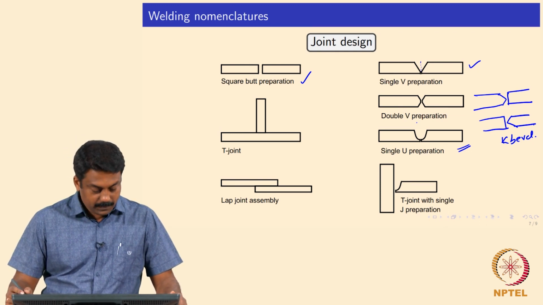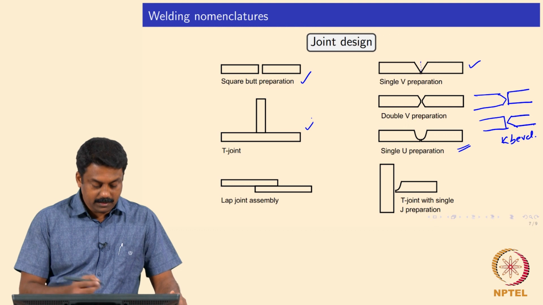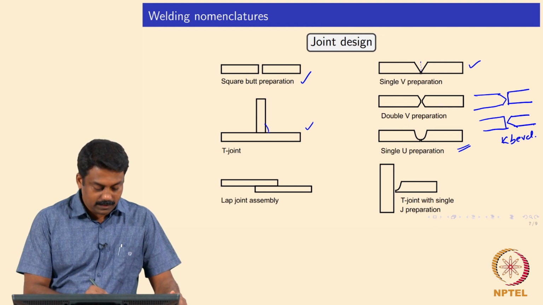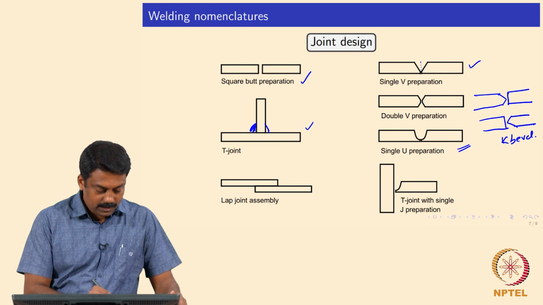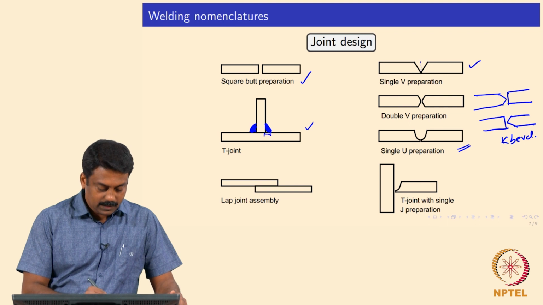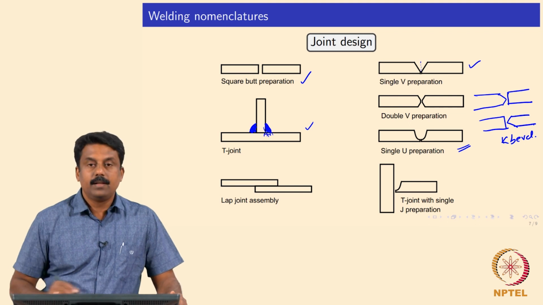So this is a T joint. T joints are done mostly with fillet. In this kind of T joint you have a fillet made on both sides. And what is leg length? This is the leg length and this is your throat thickness.